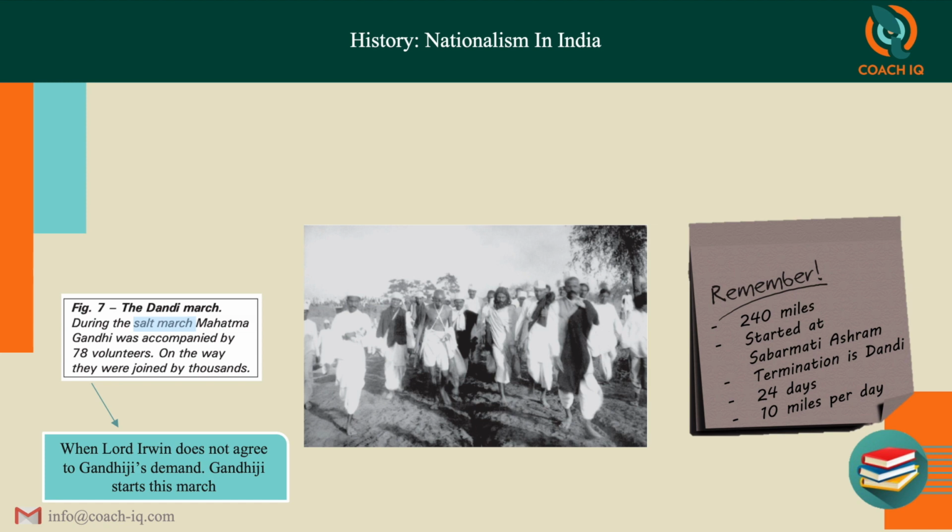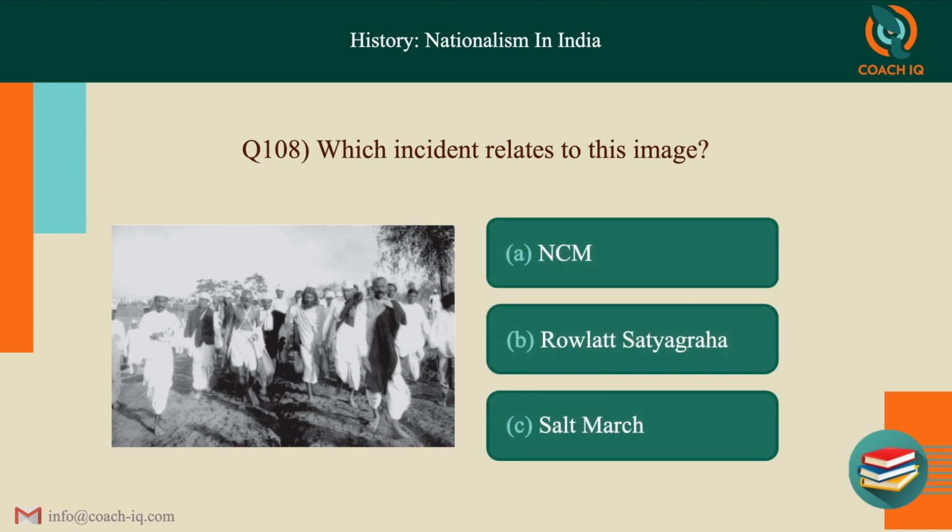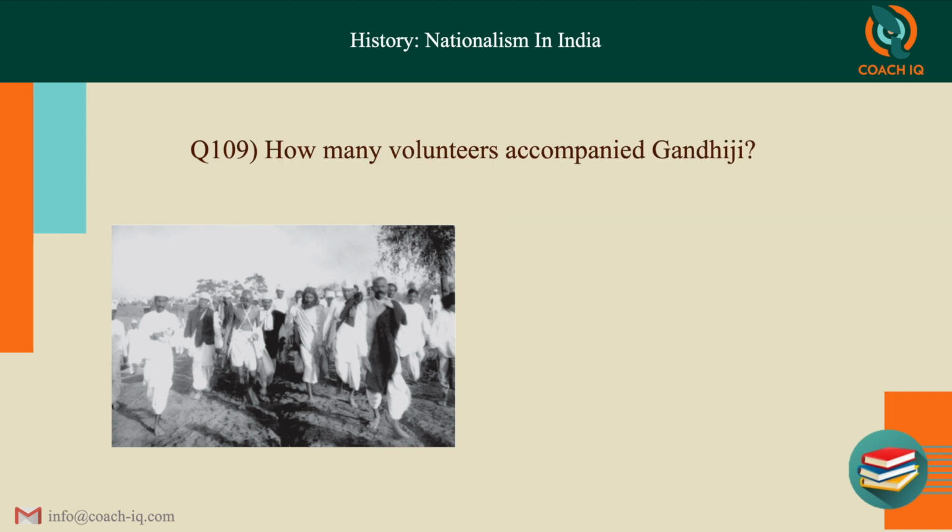So now here, quite a few questions could come related to this. Which incident relates to this image? The answer is Salt March. In this picture, you can see Gandhiji wearing his trademark cotton dhoti, bare-chested, and with his stick.